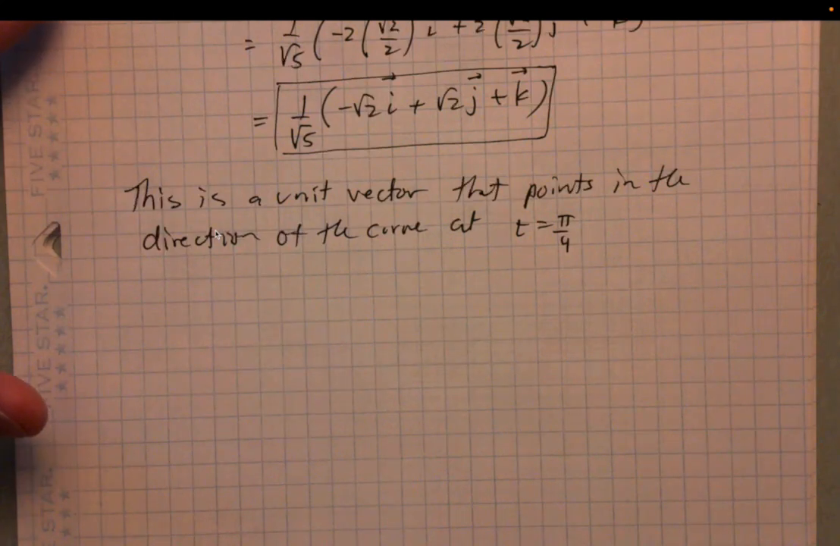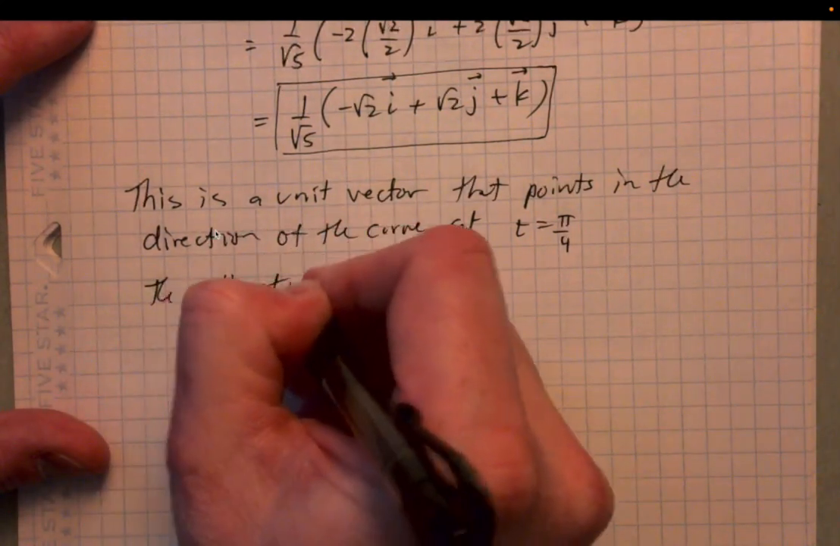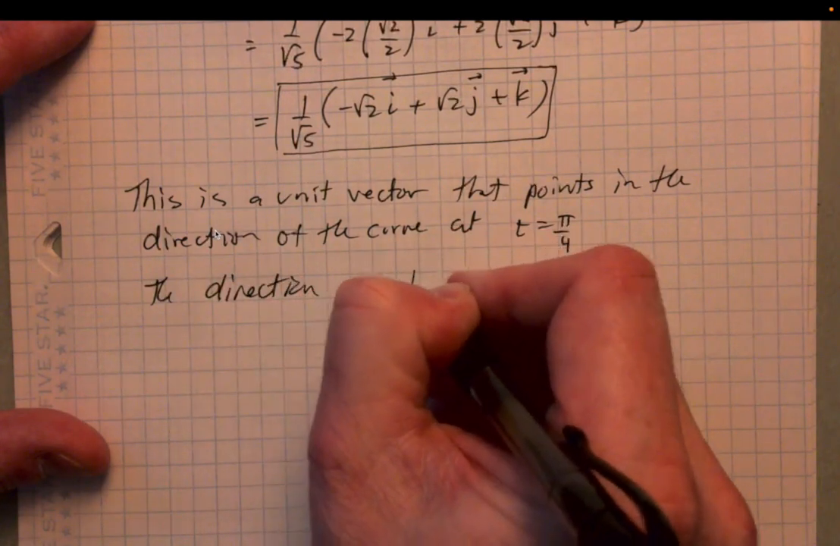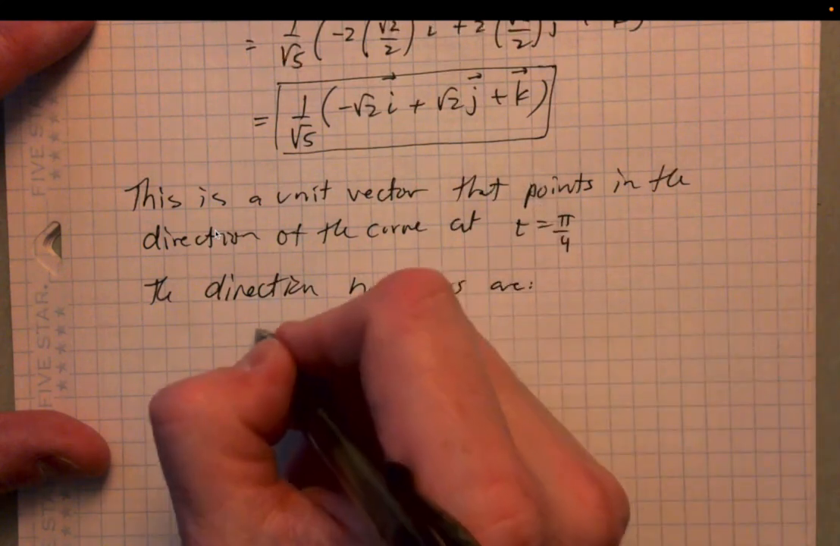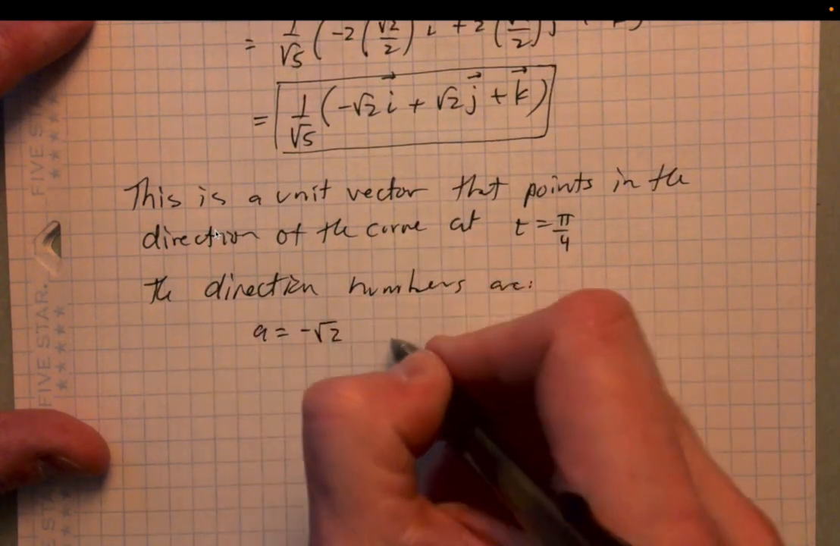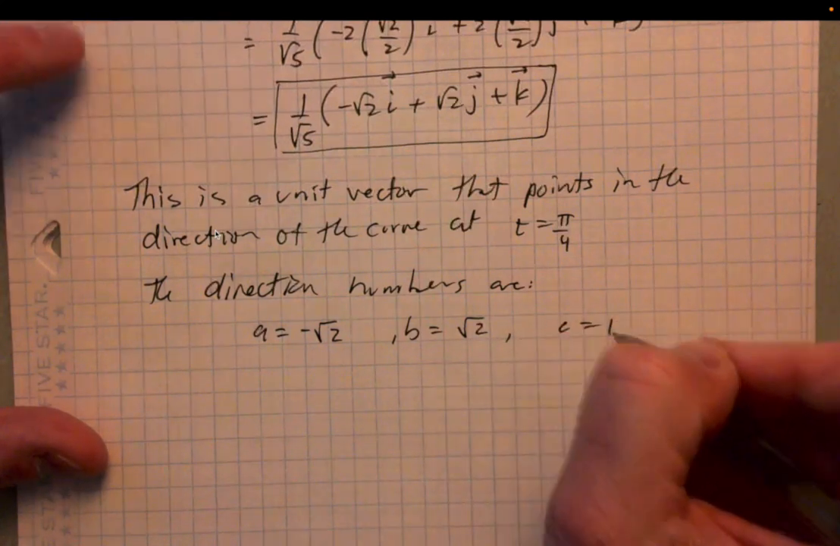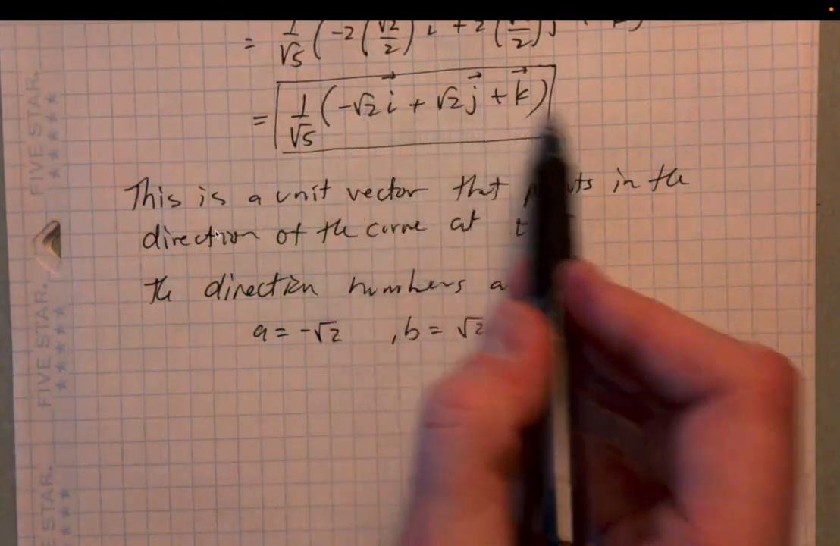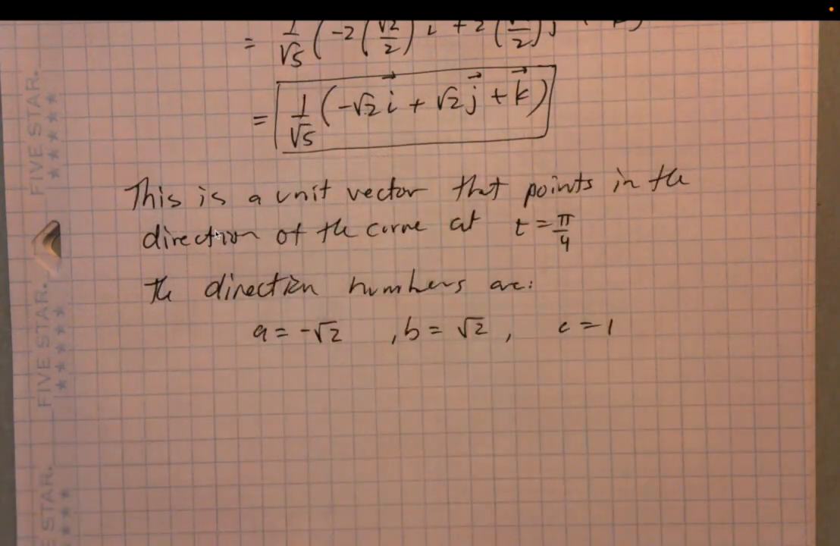Okay, so the direction numbers are, and we can just pull them right out of there. So it's a equals negative square root of 2, b equals square root of 2, and c equals 1. Right, so we can just pull those right off the ijk piece. The 1 over square root of 5 is common to all of them, so we can just exclude that piece.